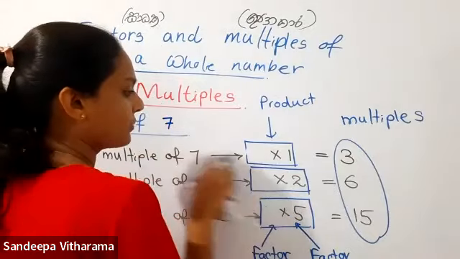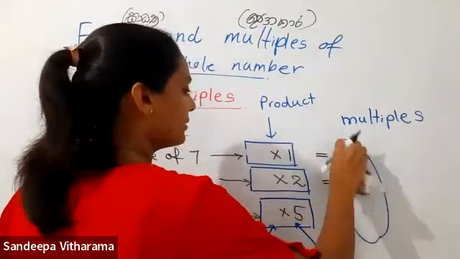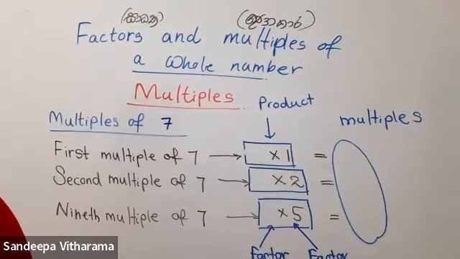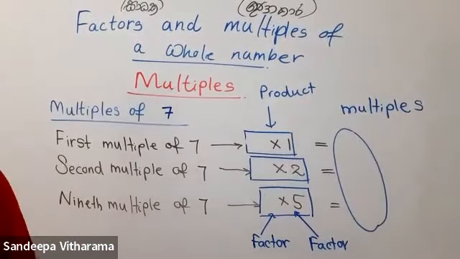When you have to find a multiple, you have to multiply. ඔයාලට multiple එකක් හොයන්න තියෙනවා නම්, that means you have to multiply. Multiply කරන්න වෙනවා. Okay?